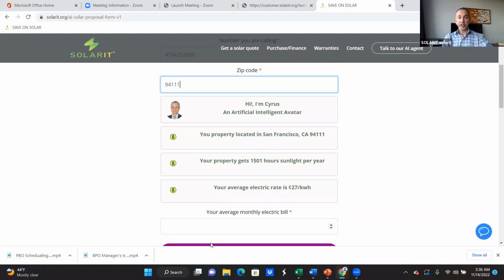The information that we provide based on the zip code is as follows, and we want you to share it with the consumer in this manner. Well, Mr. Smith, your house is in San Francisco. Your house gets over 1,500 hours of sun every year, and you can take that sun's energy and turn it into renewable energy, electricity, at much lower cost than what you're paying your power company. Right now, you're paying an average of 27 cents a kilowatt hour. Kilowatt hour is the unit of measure for electricity.